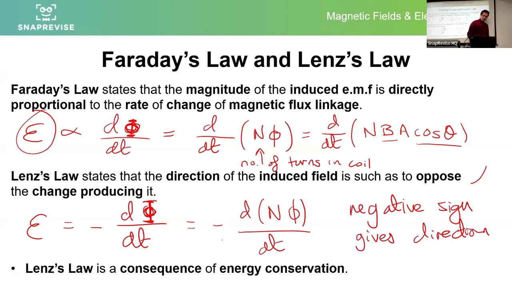Lenz's law is a consequence of energy conservation. What do we mean by that? Well, I distinctly remember my physics teacher saying this to me actually. Imagine the alternative. So if you moved a magnet, you did some work moving a magnet towards a coil, and in turn an EMF was induced in the coil and a current ran, and that would cause its own magnetic field. And instead of opposing the motion of you moving the magnet, instead it encouraged the motion.